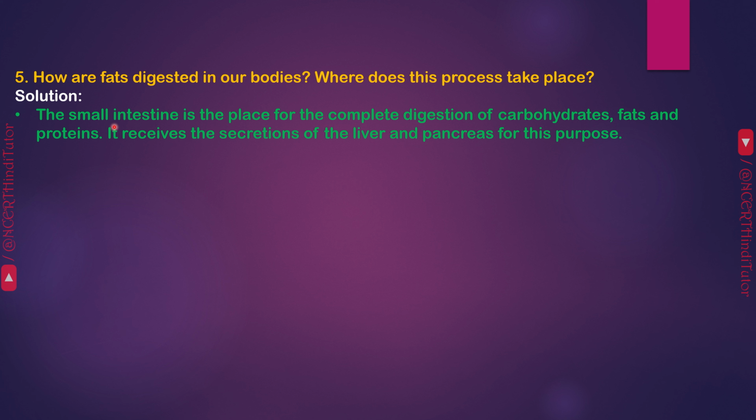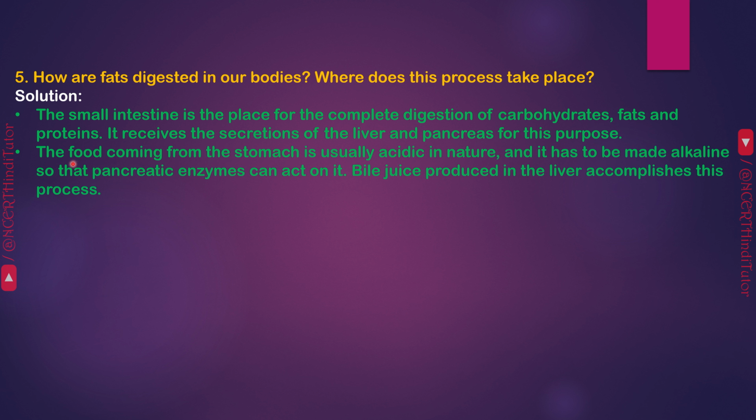Answer. The small intestine is the place for the complete digestion of carbohydrates, fats, and proteins. It receives the secretions of the liver and pancreas for this purpose. The food coming from the stomach is usually acidic in nature, and it has to be made alkaline so that pancreatic enzymes can act on it. Bile juice produced in the liver accomplishes this process.